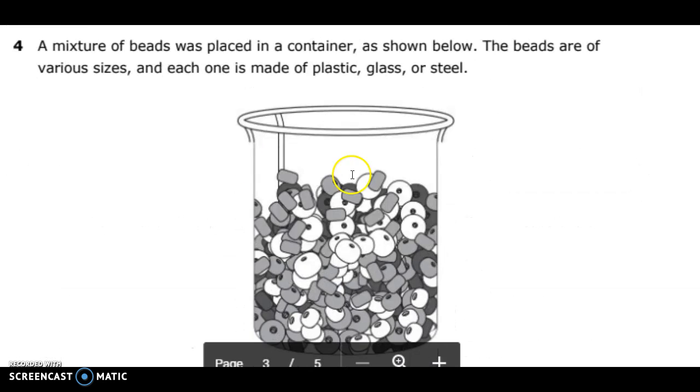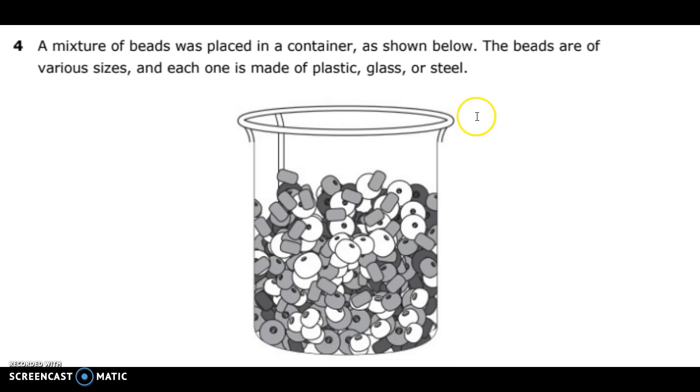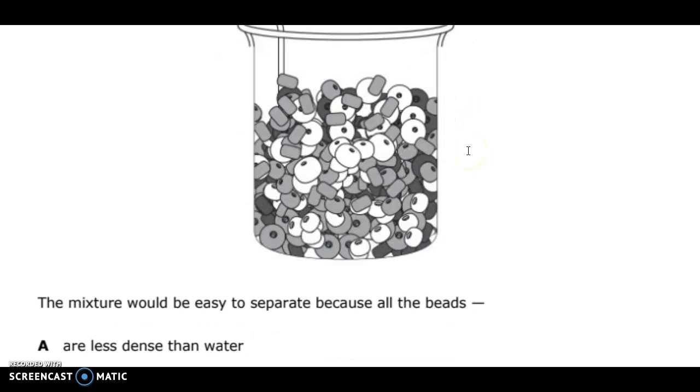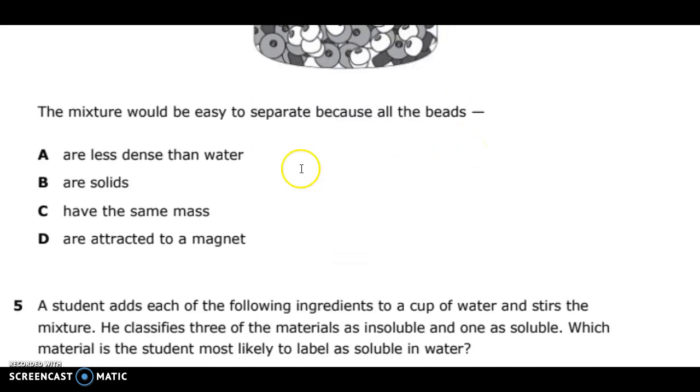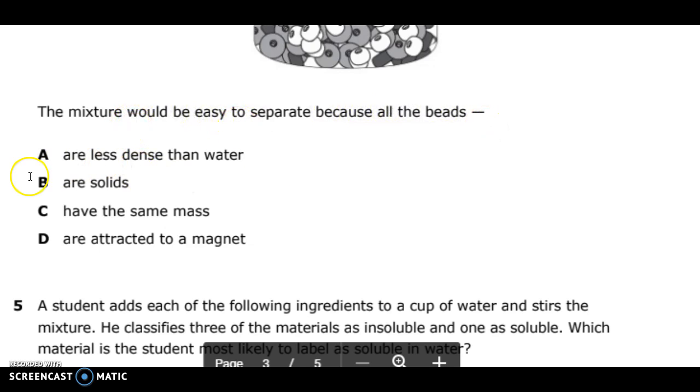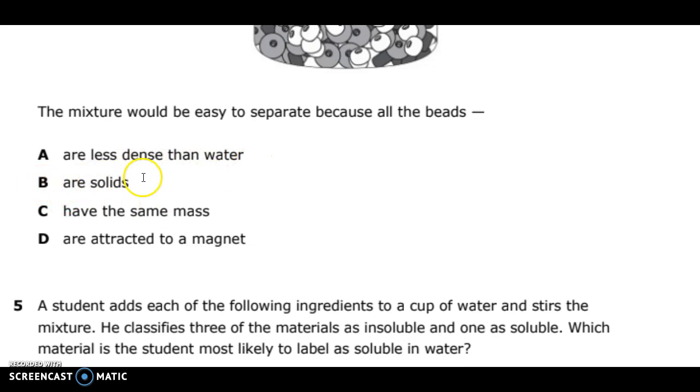Question 4. A mixture of beads was placed in a container as shown below. The beads are of various sizes, and each one is made of plastic, glass, or steel. The mixture would be easy to separate because all the beads: A. are less dense than water, B. are solids, C. have the same mass, D. are attracted to a magnet.